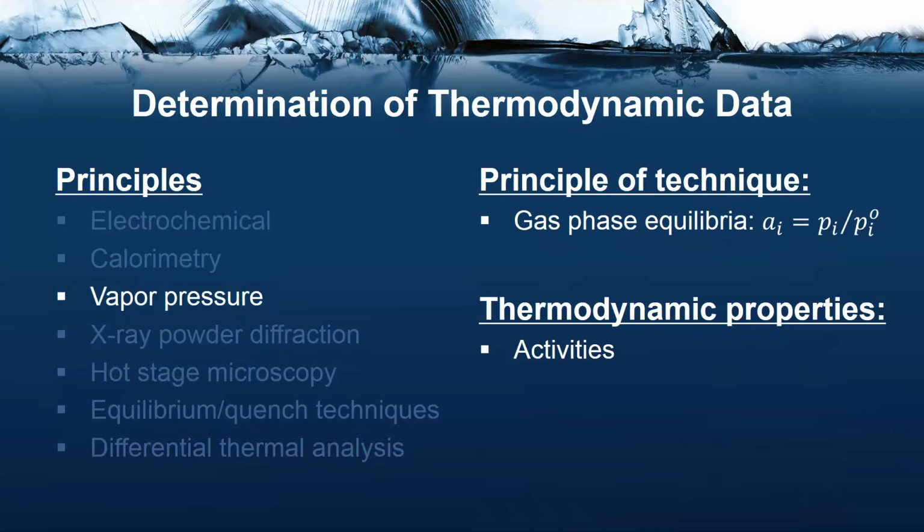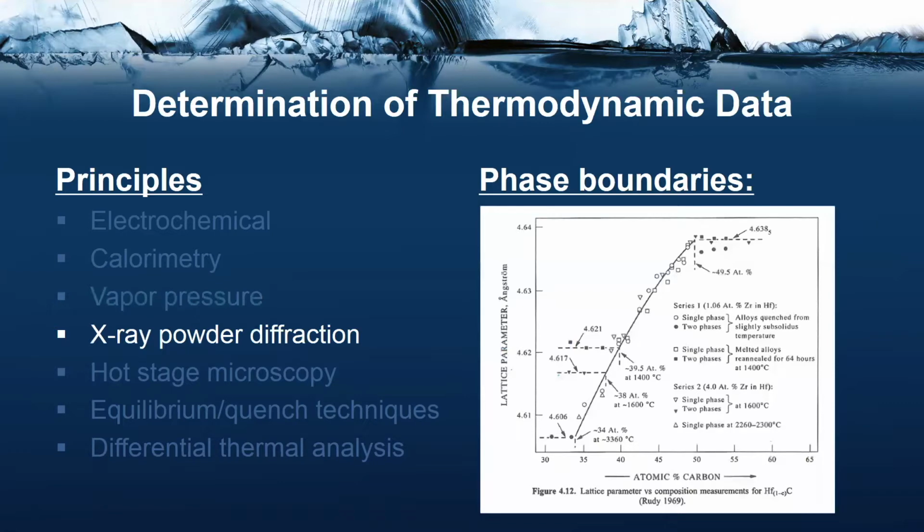The technique of XRD is familiar as this is something that we introduce in this course. The way it can be used in determination of phase diagrams is as a supporting tool to determine phase fields, phase boundaries, and crystal structures. The lattice parameter given here on the y-axis in angstrom has been measured for different compositions of atomic percent carbon in this hafnium-carbon binary system.